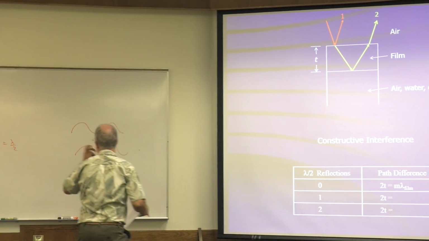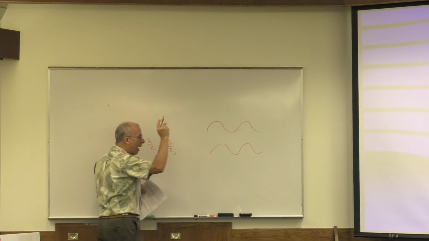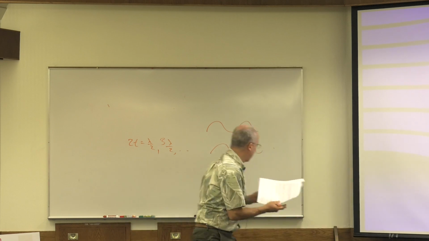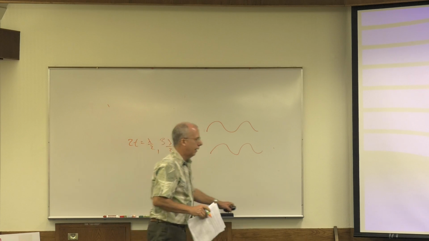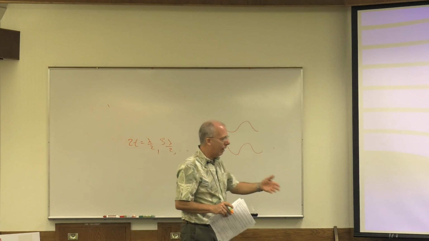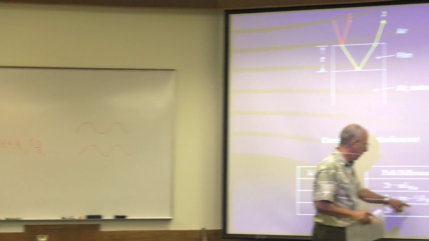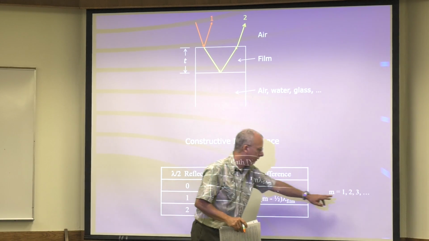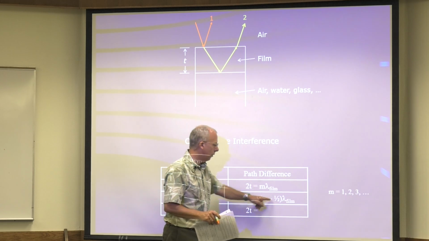Well, not just a half, how about 3 halves? Or 5 halves, or whatever. So that would be fine. So it's a nice, quick way of writing that: m minus a half lambda film. Because if m is 1, 1 minus half is a half, so you get a half times lambda film. If m is 2, you get 2 minus a half, which is 3 halves, so you get 3 halves.